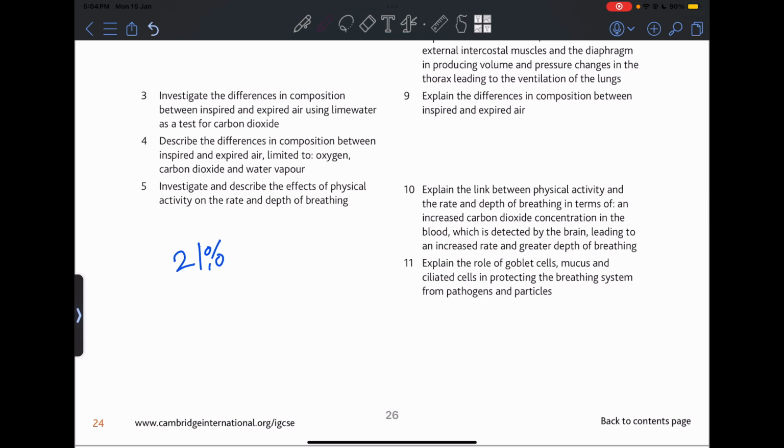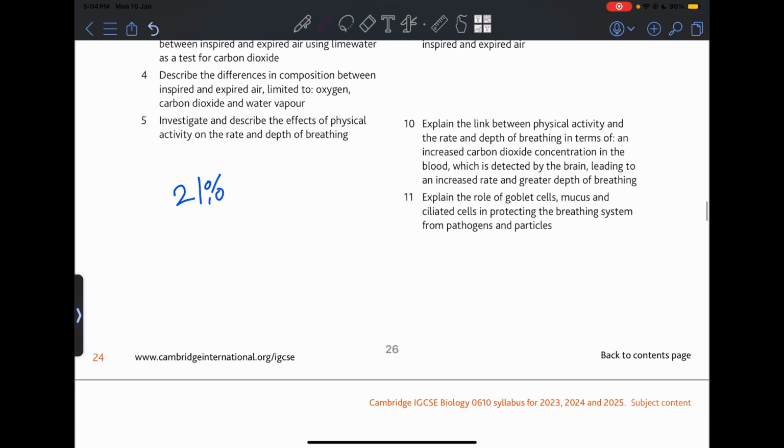Now, number 10 says explain the link between physical activity and the rate and depth of breathing in terms of increased carbon dioxide concentration in the blood. When you do any vigorous activity, there will be increased carbon dioxide concentration in the blood. This is because you're going to do higher respiration, and as we know, respiration uses up glucose and oxygen, and produces carbon dioxide and water. So there will be increased carbon dioxide in your blood, which is detected by the brain, leading to an increased rate and greater depth of breathing, so that your body can inhale more oxygen and your blood can have more oxygen.